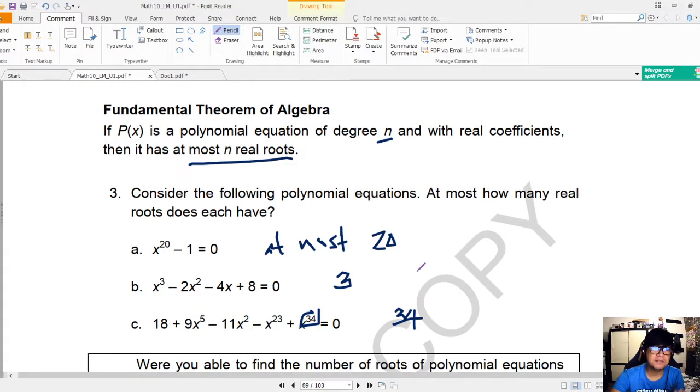So, yun yung sinasabi sa fundamental theorem of algebra that if p of x is a polynomial equation of degree n and with real coefficients, then it has at most n real roots.